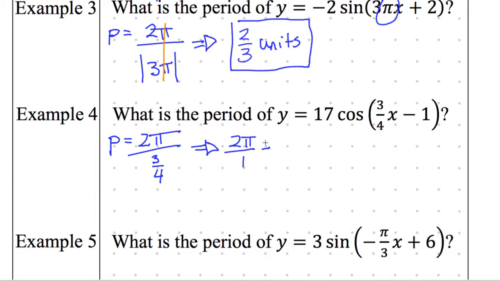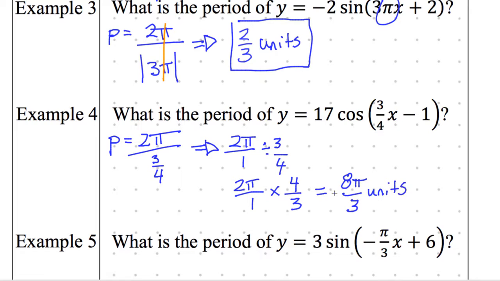Oh, you already did it. Yeah. Divided by 3/4. And again, the rule is keep it, change it, flip it. Keep it, change it, flip it. 4/3. And then we can get some things that happen that are nice. 2 pi times 4 is 8 pi over 3 units. The answer, done.